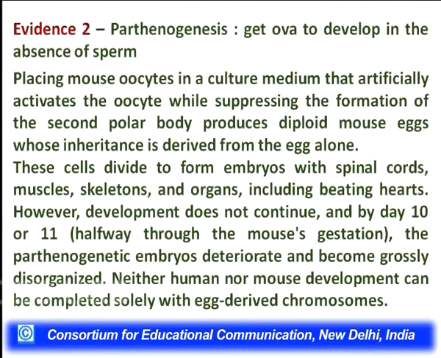However, development does not continue. By day 10 or 11, halfway through the mouse gestation, the parthenogenetic embryos deteriorate and become grossly disorganized. Neither human nor mouse development can be completed solely with egg-derived chromosomes. So, as I said, for a proper normal offspring to be produced, the chromosomes should be coming from a male and a female.